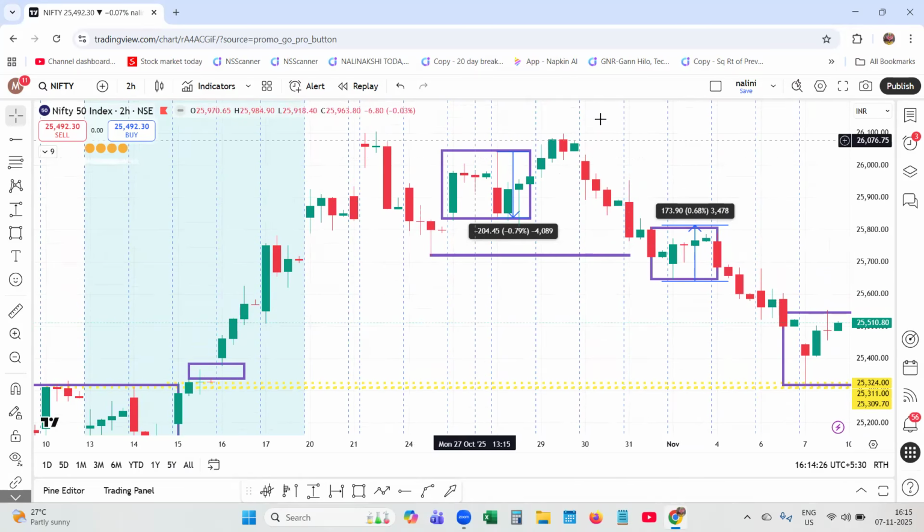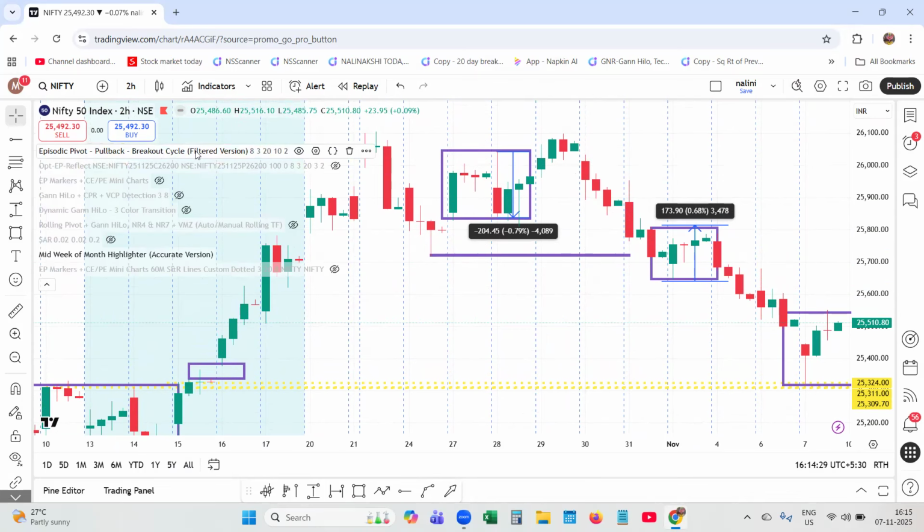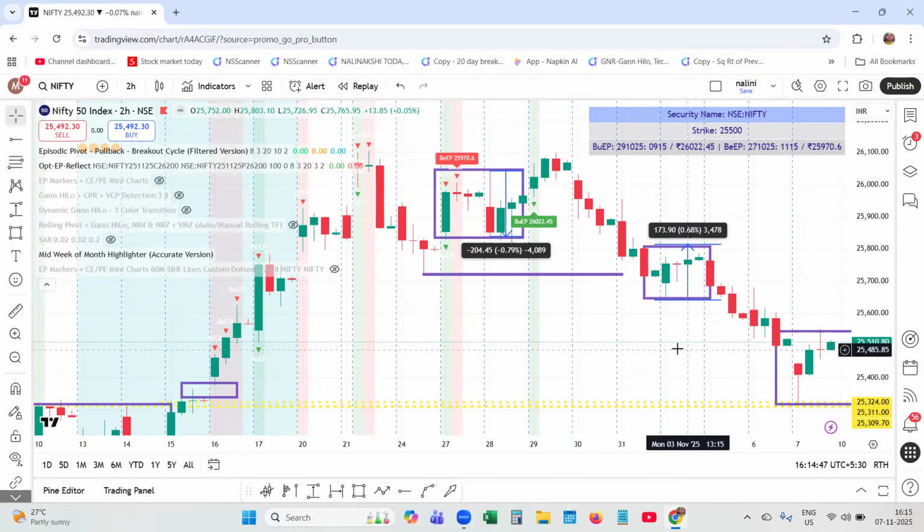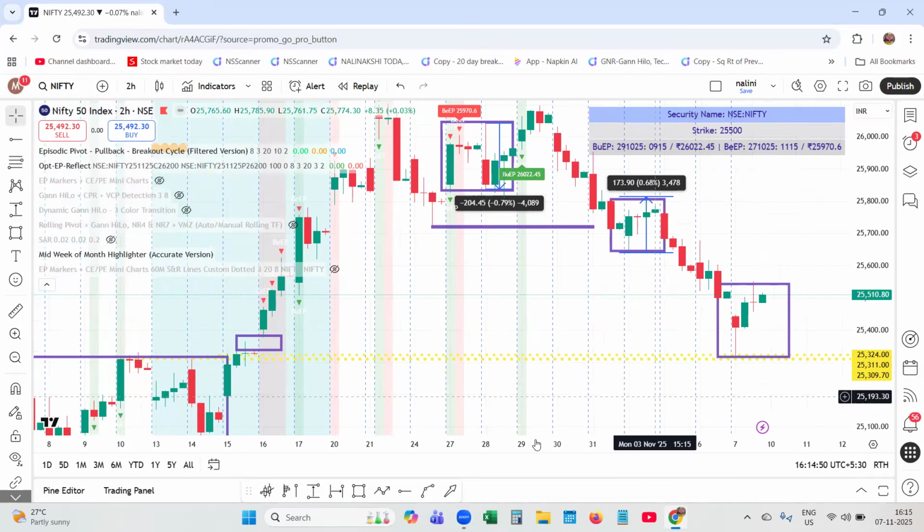Now, after this, the episodic pivot option reflection reflected the EP around 26,022 on 29th. Later, price could not go above that and came down. It was a selling day and it came exactly to this level. You can see over here, the price made a low of 25,318. If I place the cursor, it was 25,327.